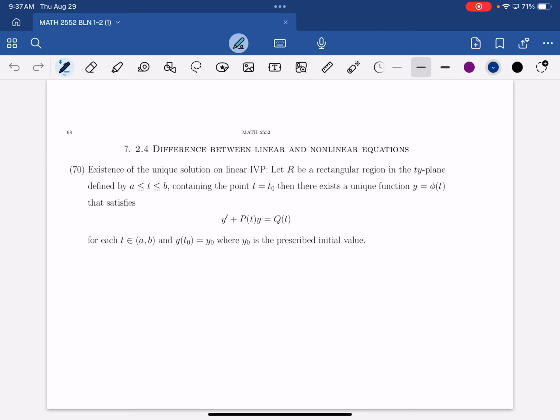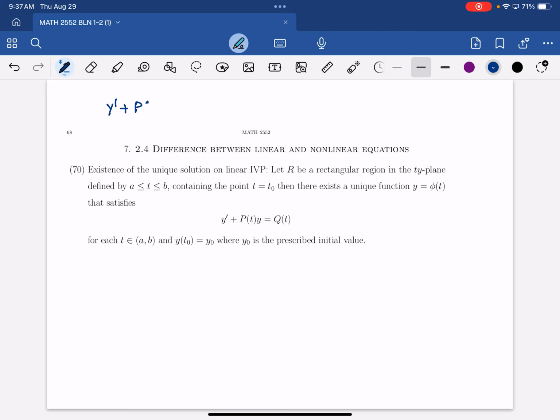Okay? So some textbooks would refer to it as existence theory. Some textbooks would refer to it as difference. Our textbook refers to it as difference between linear and nonlinear equations. So now first we will discuss the linear case. I mean, first we want to discuss the linear first order initial value problem.